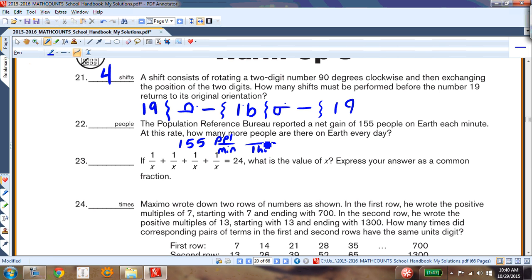Let's see. I know that in 1 hour there are 60 minutes. No, in 1 day there are 24 hours. And so if I look at my units, my minutes cancel, my hours cancel, so that gives me people per day. So I'm doing 155 times 60 times 24. If you do that, you find that it's 223,200 each day.